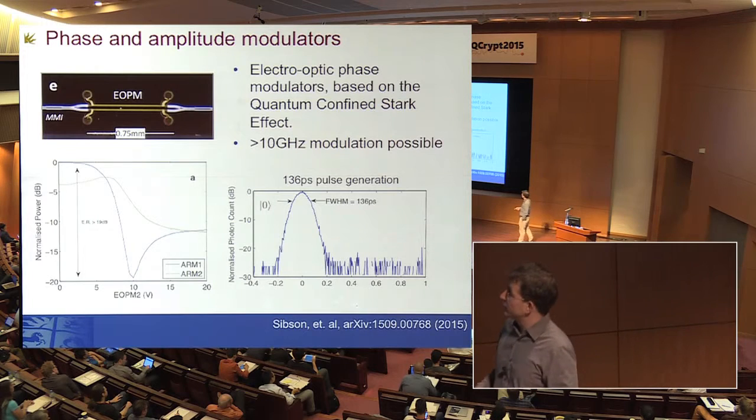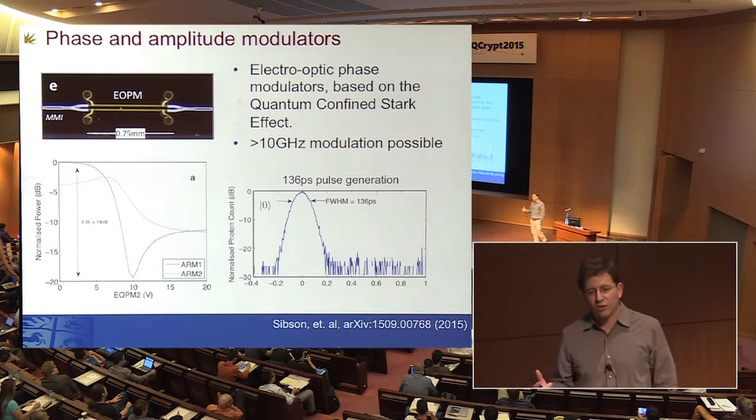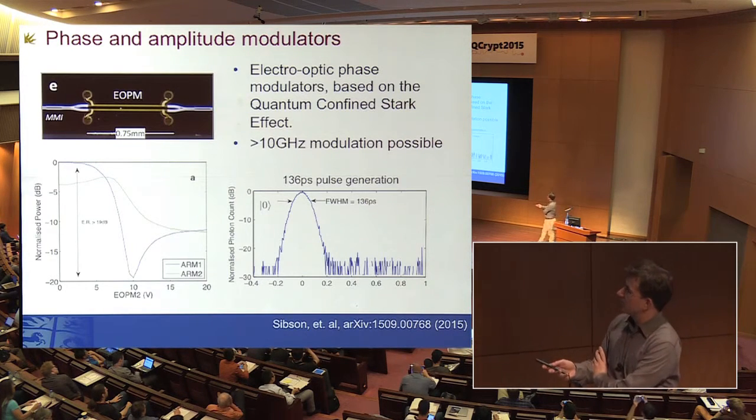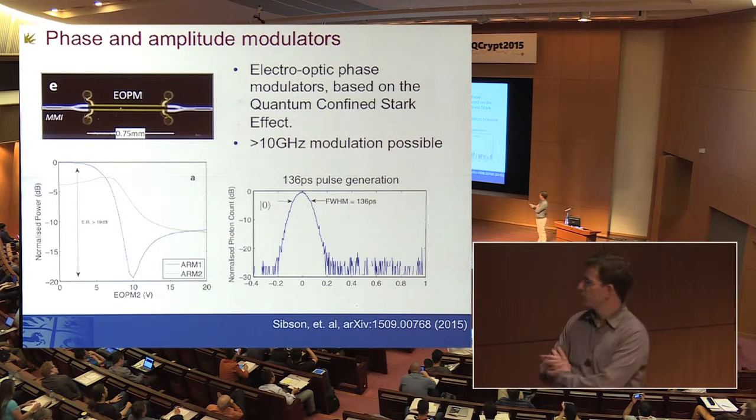The phase modulators are electro-optic phase modulators. They use something called the quantum confined Stark effect to get very fast phase modulation. We can modulate these devices up to around 10 gigahertz, which is plenty fast for the sort of things that we want to do.